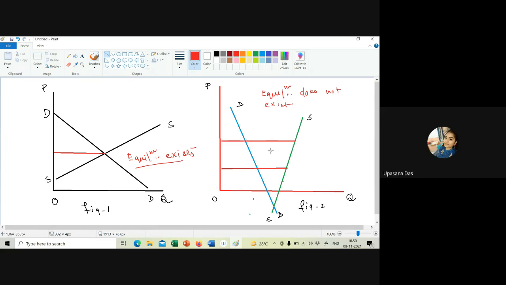Yes, ma'am. With excess supply, price will go down. Okay, so price will go down like this. Continuously price will go down. However, we will never ever be able to reach any equilibrium. So price will continuously fall in this particular type of market. Okay? Okay, ma'am. Anything else?